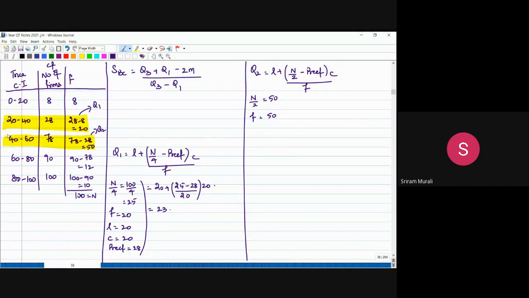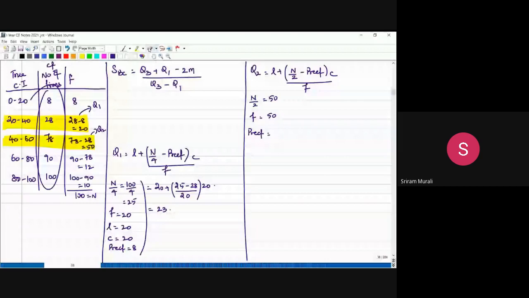Now F is found. F is 50, n by 2 is 50. Please kindly rectify if I go wrong. Sir, what is the 28? See, where is your CF? This is my CF. Preceding CF is 8. Okay, I made a mistake. This is 8, and this is 37.